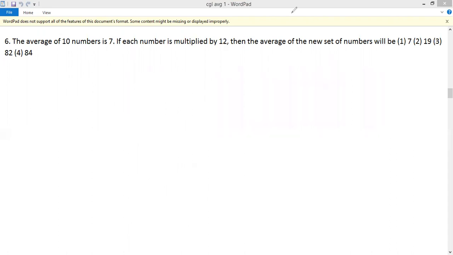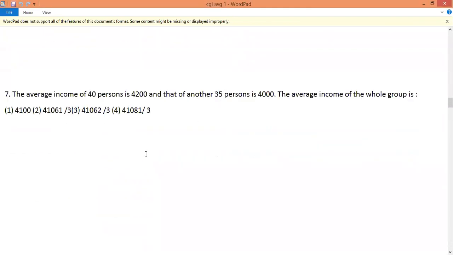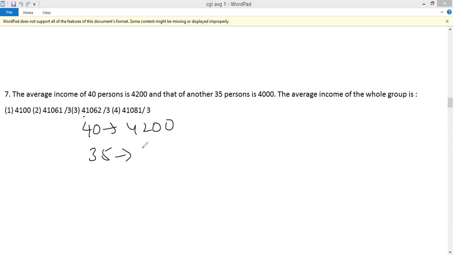Next question, we will see the next question. The average income of 40% is 4,200. 35% is 4,000. What is the average income of the whole group? Okay, the total average you have to find. This is 75. You have to find. Already I have explained this to you.